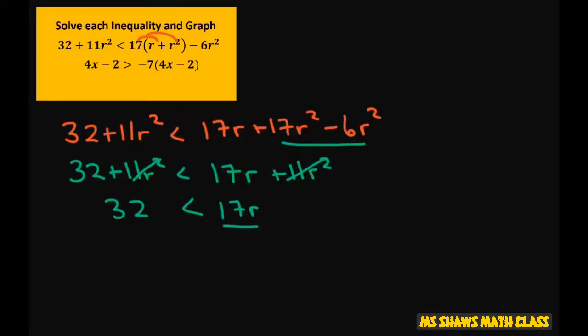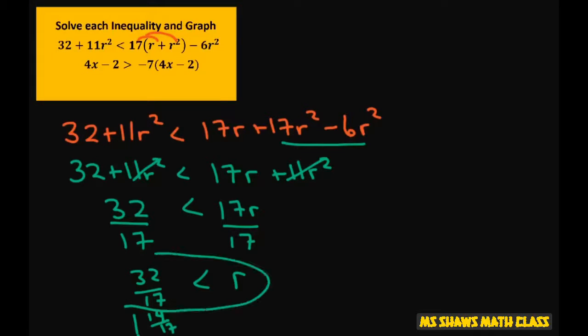And you divide both sides by 17. So you get r is greater than 32 divided by 17. So that's about, it's close to 2. So that's about 1 and 15, is it 15 or 14? 14 17ths. It's really close to 1.5. Anyway, I'm going to look at that.